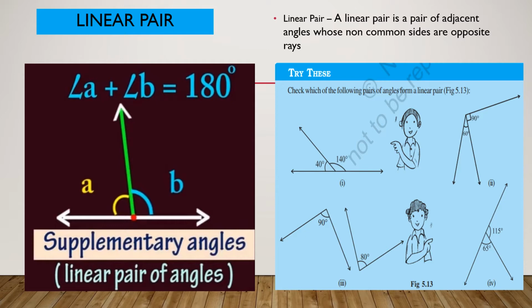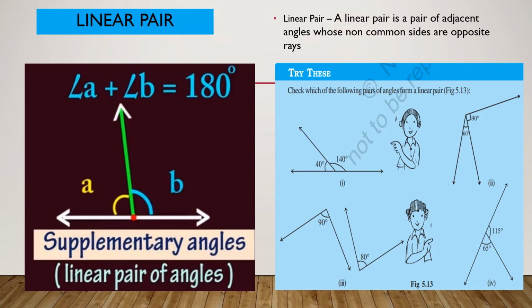Second question, 60 and 90. From the angle measures itself, we can see that they are not supplementary to each other. Moreover, the non-common arms are not opposite rays. They are not forming a line. Therefore, it is not a linear pair. The third question, 90 degrees and 80 degrees. The two angles are not adjacent. They are two separate angles. Therefore, they are not a linear pair at all.